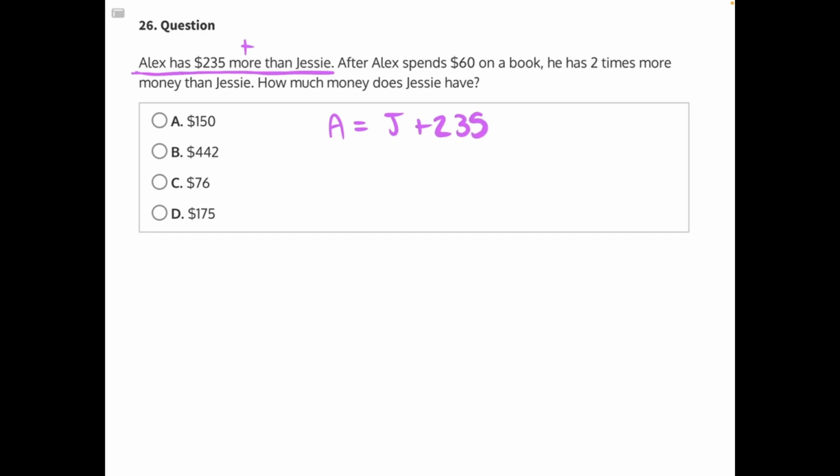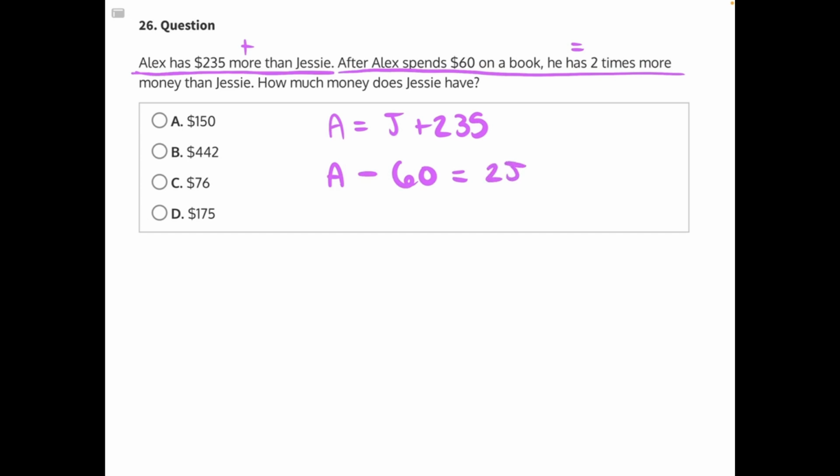Then our second equation uses this information. After Alex spends $60 on a book, Alex spends $60. He has 2 times more money than Jesse. Again, that word "has" means equals 2 times more than Jesse. So 2 times the money Jesse has, or 2J.